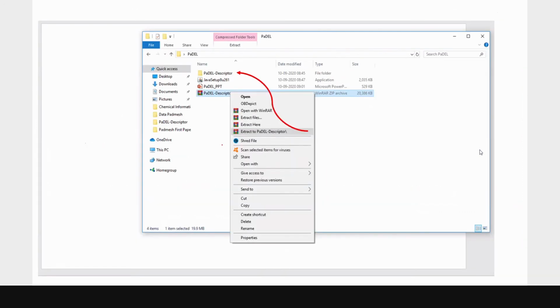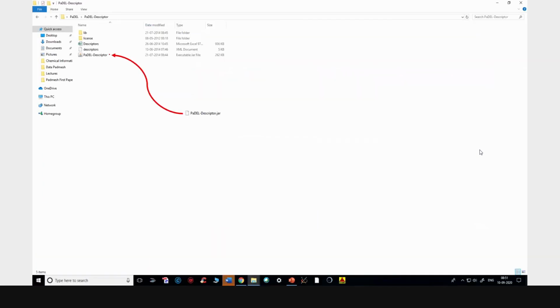Once you download, you don't have to install anything. Whatever software you download, keep that file in a proper folder. If you are having WinZip kind of compression software, which I think most of the people will use, you have to right click and do extraction, extract to PaDEL-Descriptor. So this new folder will be created, PaDEL-Descriptor. Again, I'm saying you don't have to install anything. So once you double click onto this PaDEL-Descriptor, you can see 5 files.